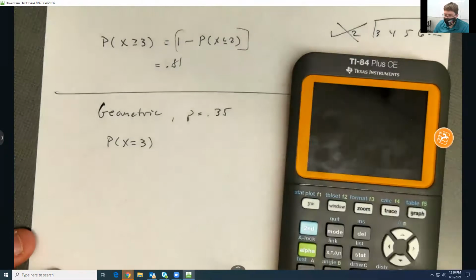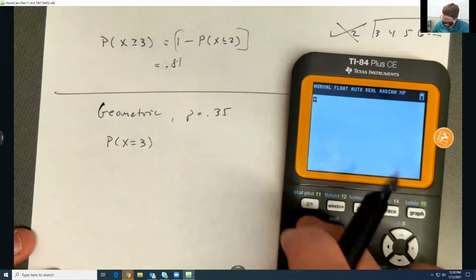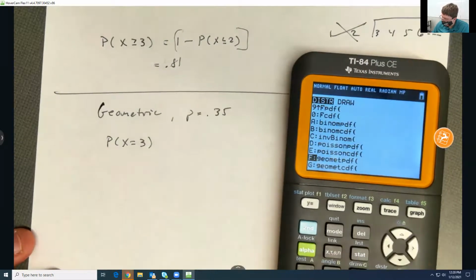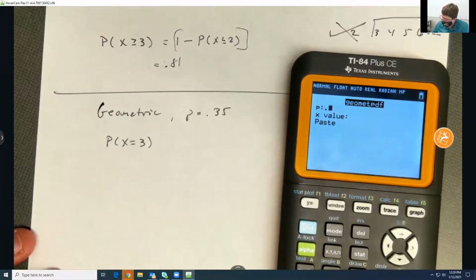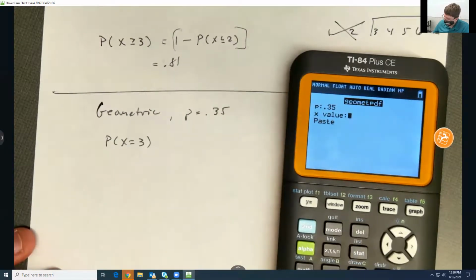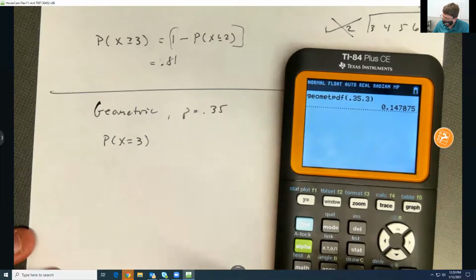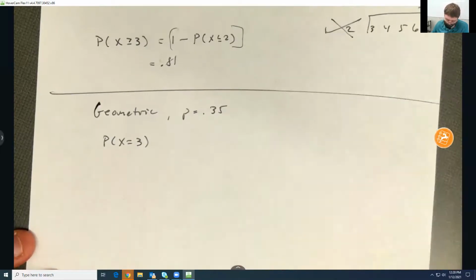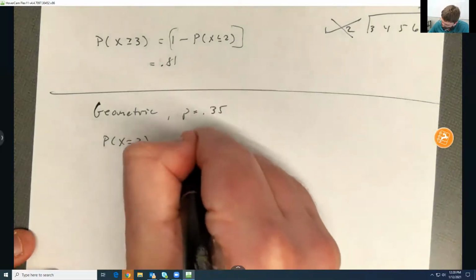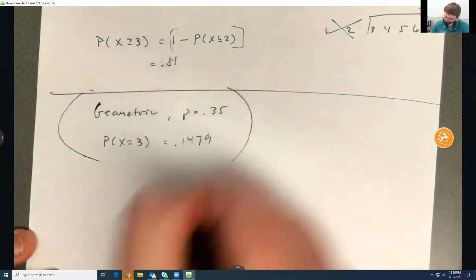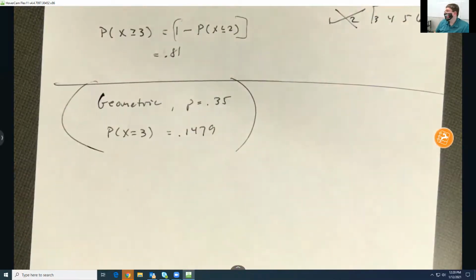So with that, we can go to the calculator, turn everything on. Second vars, geometric PDF. Our percentage rate is 35. Our X value is 3. We press enter a few times and we get 0.1479. So this is all I need to see when you solve this problem. You got anything else on there? Awesome. You don't have to do it, but this is all I need to see. So that takes care of that.